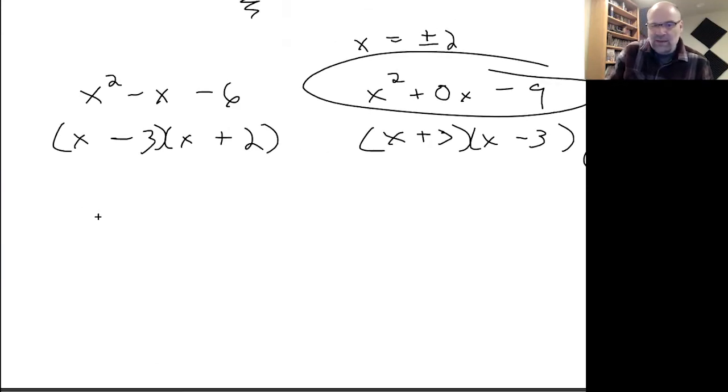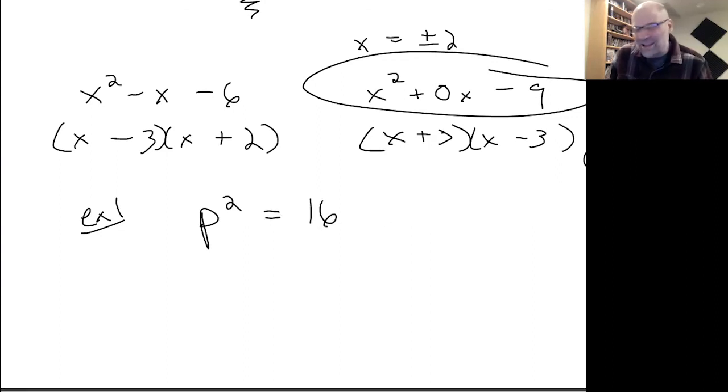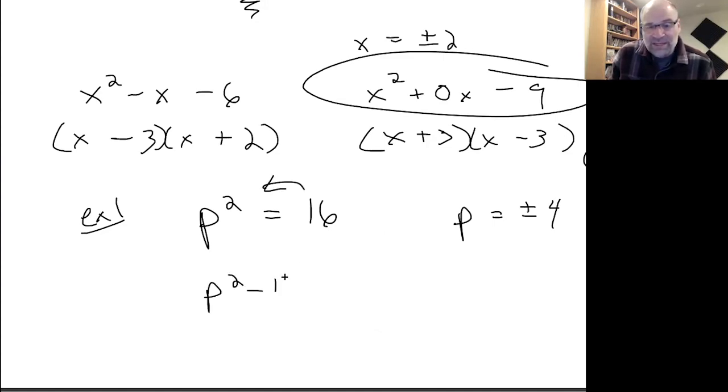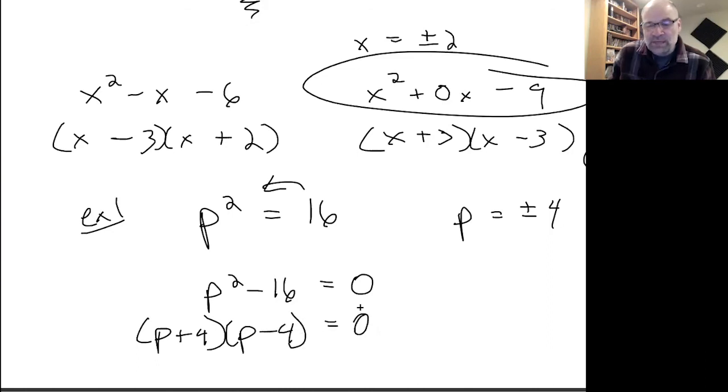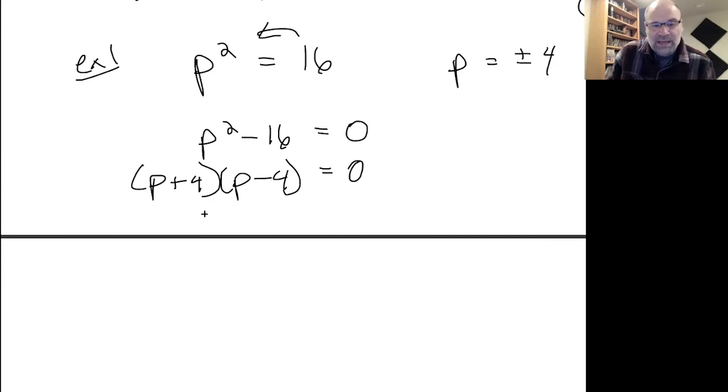So for example, here's example 1. P squared equals 16. Well, I think you can probably figure out what squared equals 16, but don't forget, you need two answers. So if I took the square root, I would get positive or negative 4. But you could bring this over, subtract it, and you have p squared minus 16 equals 0. And then you can solve by factoring. P plus 4, p minus 4. So what p's will make this 0? Well, p has to be negative 4 or it has to be 4.